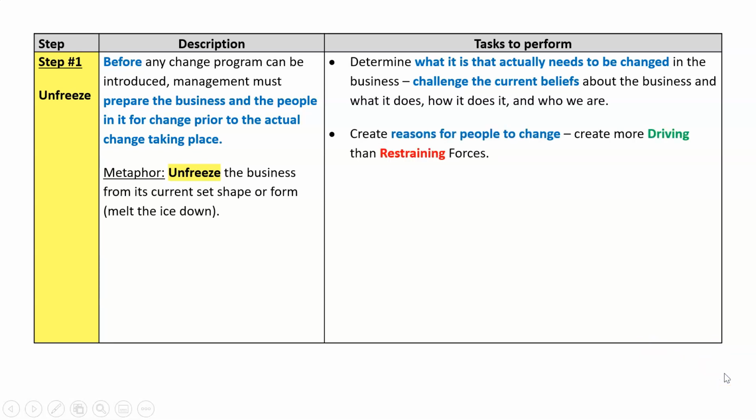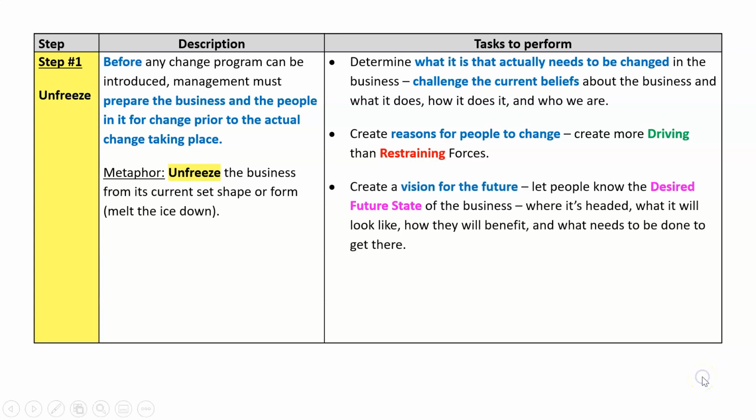We've got to give people reasons for change. So this relates to Lewin's force field theory. We've got to create more driving forces for change than there are restraining forces. Now, one way we might want to do that is to create a vision for the future. So when we looked at Lewin's force field theory, we said that's the desired future state. Give people a picture of where we're headed, what it will look like, how they'll benefit, and what we need to do to get there. And that way they'll get them on board.